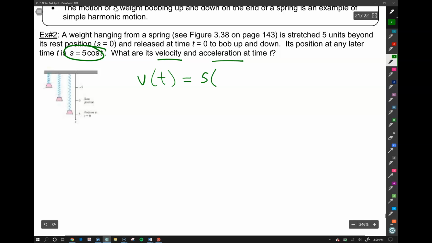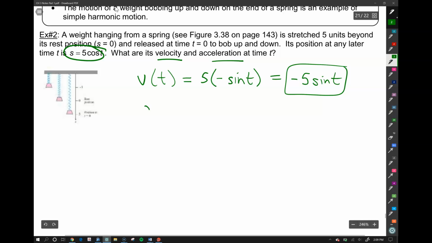5 times, what's the derivative of cosine t? Negative sine t. Right, derivative of cosine, negative sine. The t doesn't go away, because it's v of t, it's with respect to t. I'm keeping the constant that's in front of it, times the derivative. So 5 times negative sine t gives negative 5 sine t.